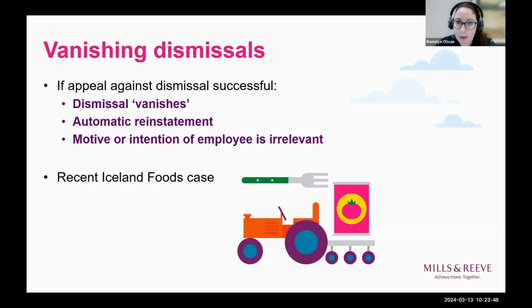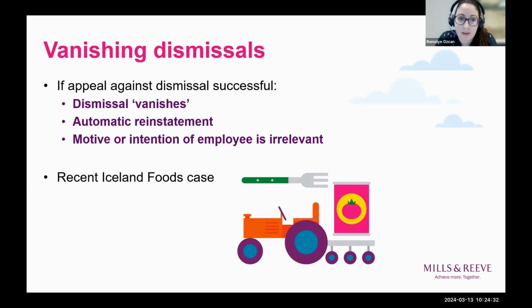There's also an interesting point about vanishing dismissals that we wanted to explain, and that's because there's been a recent case, an Iceland Foods case, where a shop assistant was dismissed, raised an appeal, and they wanted compensation and an apology, but actually as a result of the appeal their appeal was upheld, and what this meant in practice was that the dismissal effectively vanished, and that's the legal consequence, if you like, and that it does follow that there's an automatic reinstatement to the job role if that happens, and the motive or the intention of the employee is indeed irrelevant.